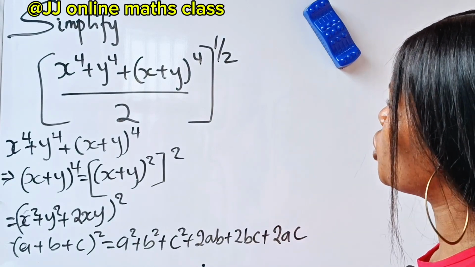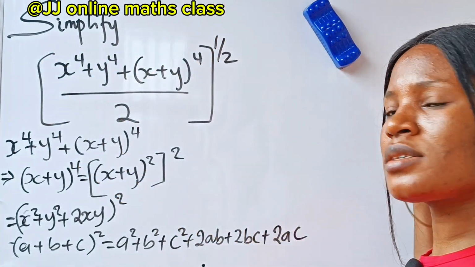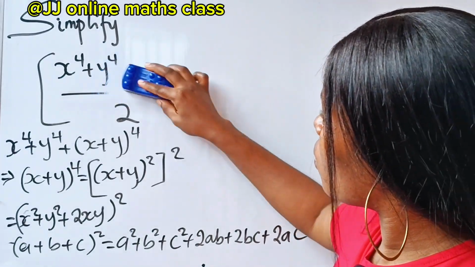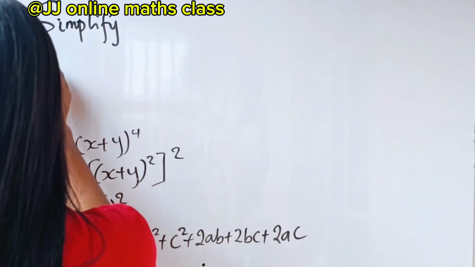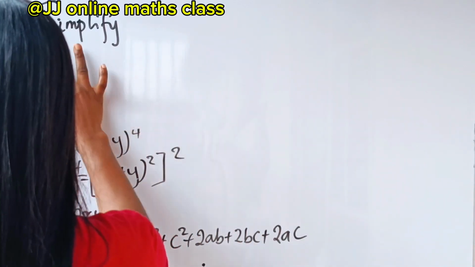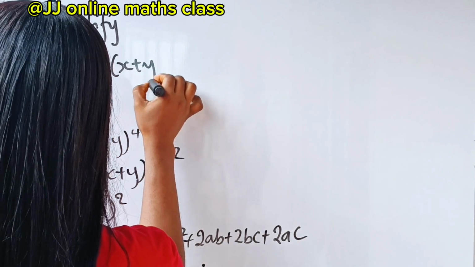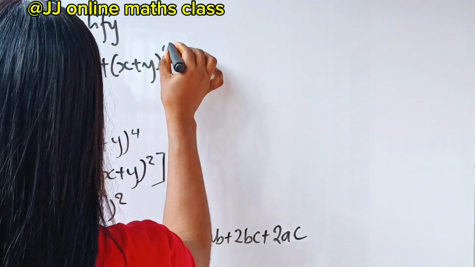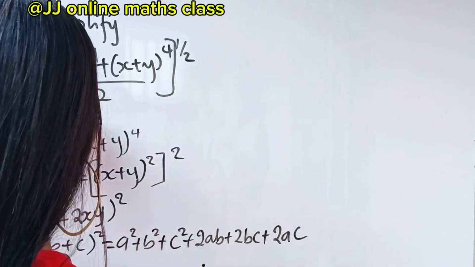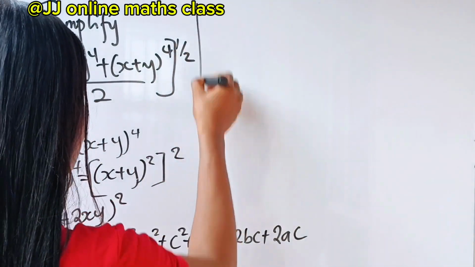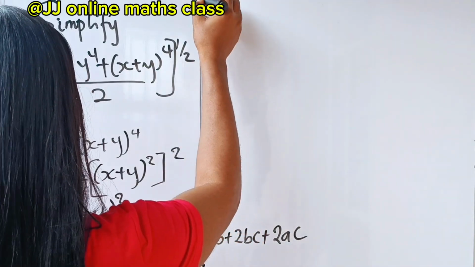Okay, so if we should do that, permit me to clean this and shift this in because I need the space. All right, so let me shift this in. The equation is x to the power of 4 plus y to the power of 4 plus (x plus y) to the power of 4, right? Okay, divided by 2, everything raised to the power of half. Okay, so that is the question. Now let's proceed. So this is what we are trying to solve now.